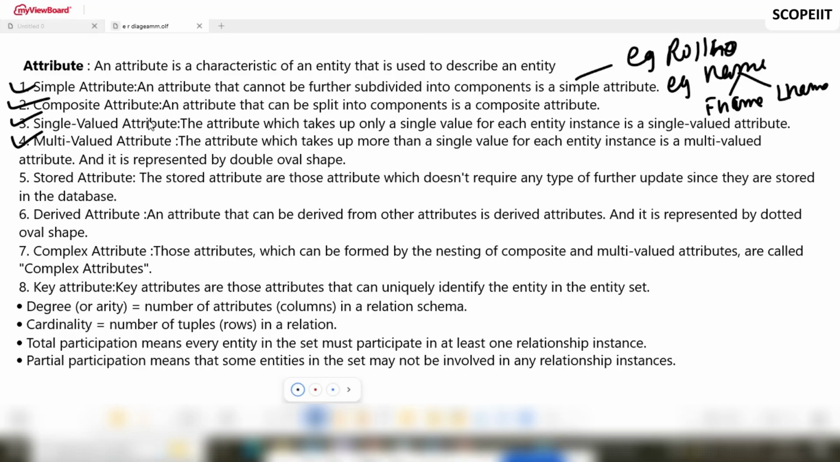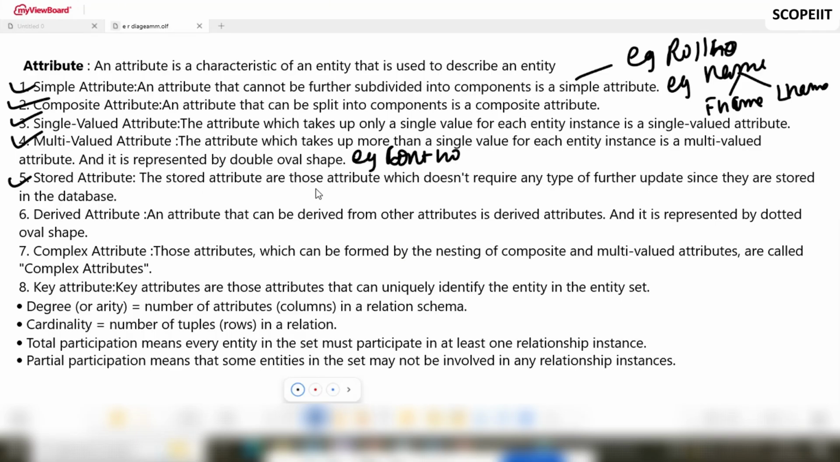Similarly, what is multi-value attribute? The attribute which can take more than one value. For example, contact number. It's possible one student can have more than one contact number, right? So multi-value attribute represents the attribute that takes more than one value. The example of multi-value attribute can be contact number. Okay.